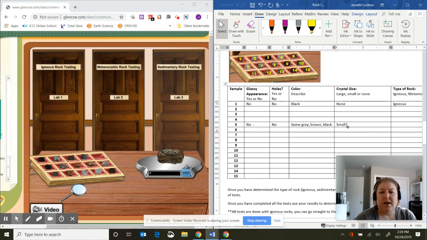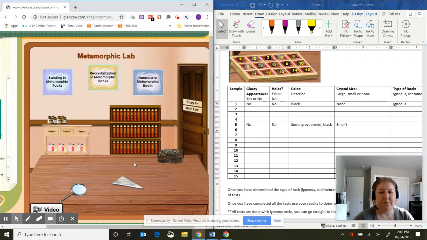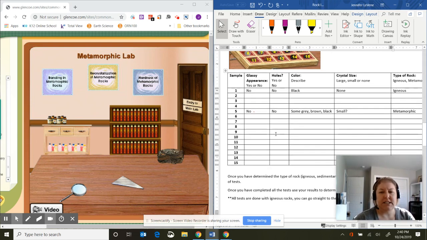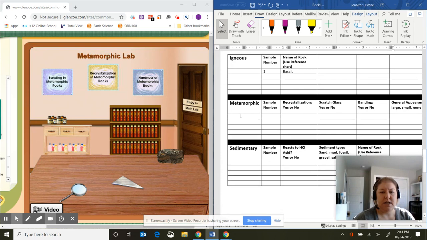Okay. So based on this information, if I was to go back to the labs, I would know that this rock is metamorphic. Okay, so I'm going to go into the lab. Yay, I have a metamorphic rock. So best way to check it is by going into the lab. Now that I've gone into the lab, I'm going to go down to the second chart. I'm in metamorphic rocks. I can put sample number 5. And now we're going to go through and look at the different things.